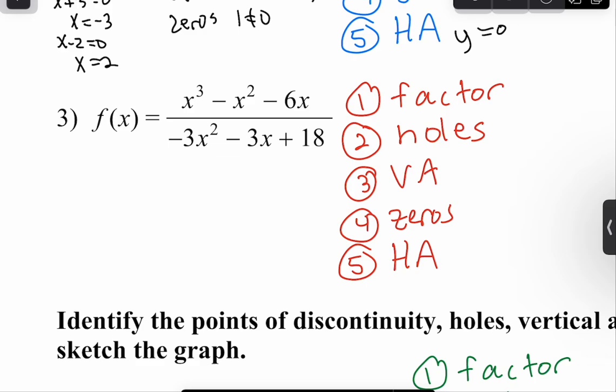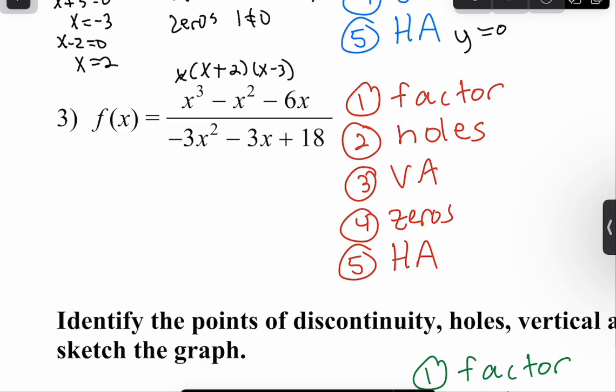It says that we have to factor. There's lots of factoring that we would have to do with this. On the top, there is a factor of x that we could remove. We would get x squared minus x minus 6, which does factor to be x plus 2 and x minus 3. Now, I'm doing it in one step. Obviously, you might have to do it in 2.